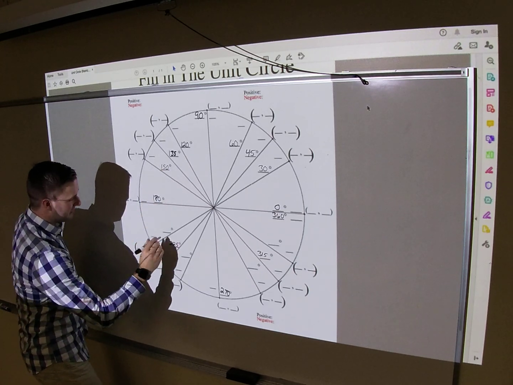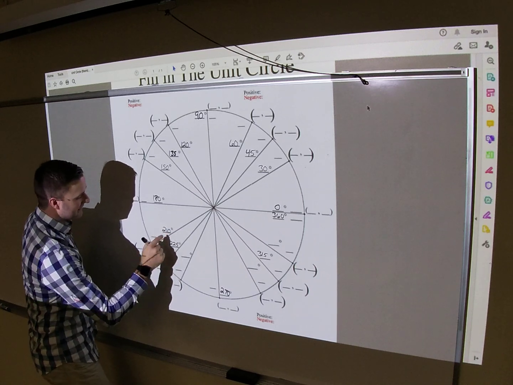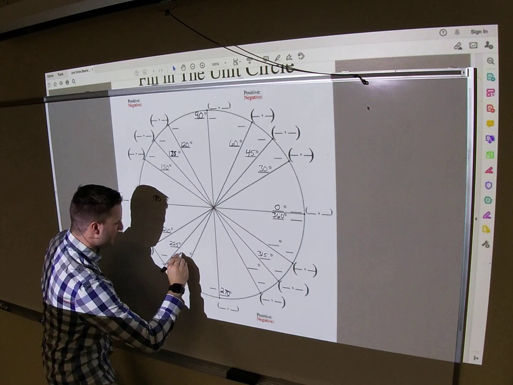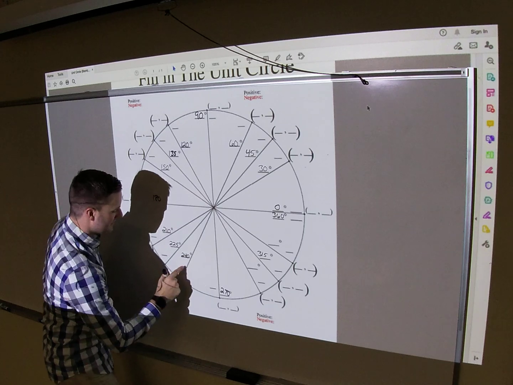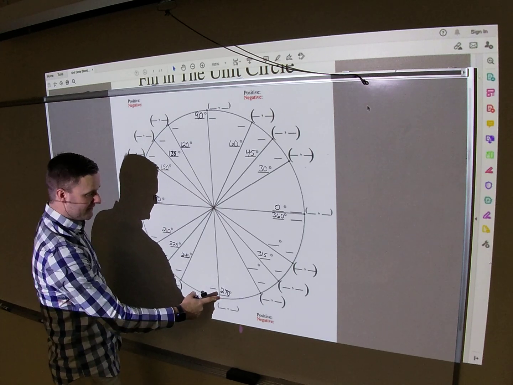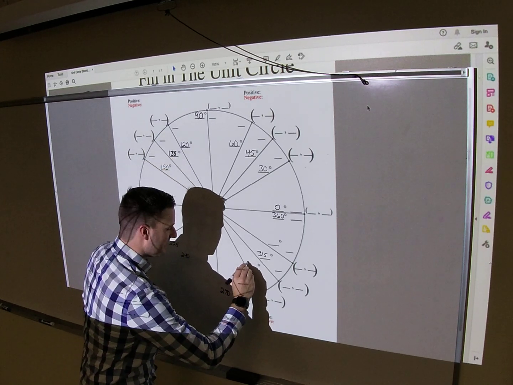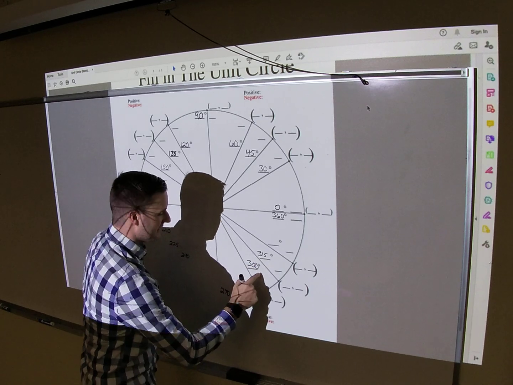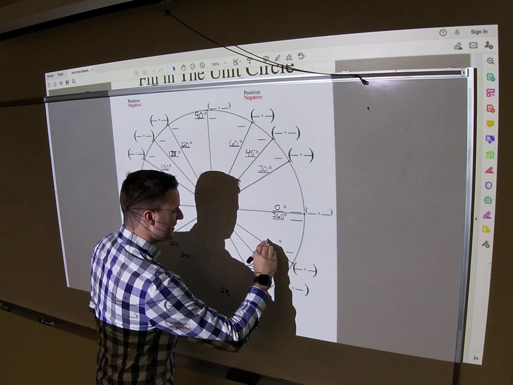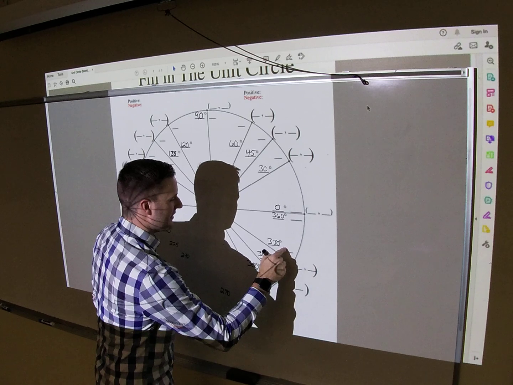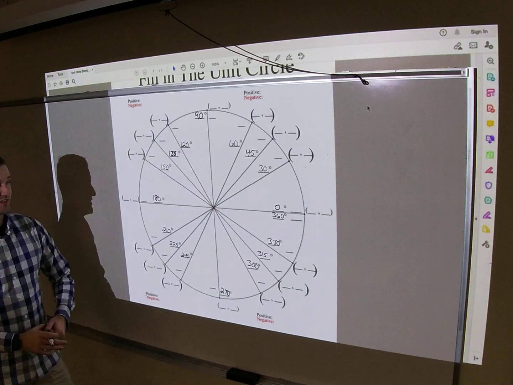Another 30 degrees would be 210. Another 30 degrees would be 240. Another 30 is where we get that 270. Another 30 would be 300. 30 more would be 330. And then 30 more gets us back to 360.